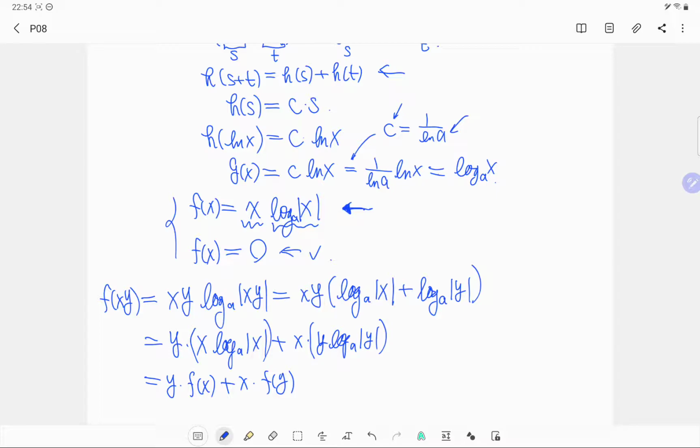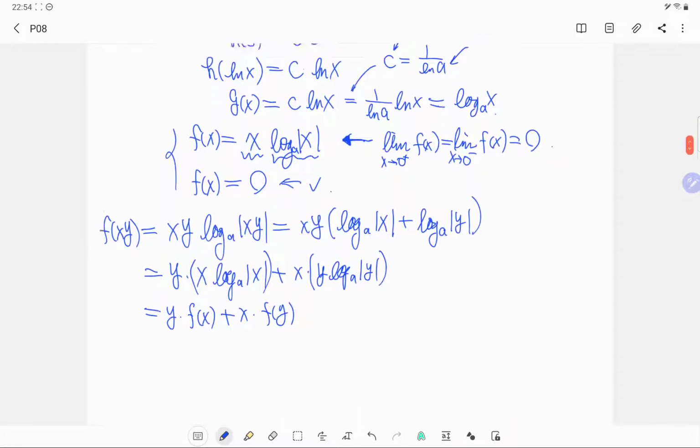But at the very least, you can use L'Hopital's rule to show that the limit as x tends to 0 from the plus side of f of x equals the limit as x tends to 0 from the minus side of f of x, which should be 0. So at least this function is continuous at x equals 0, even though f of 0 is arguably not defined at x equals 0.